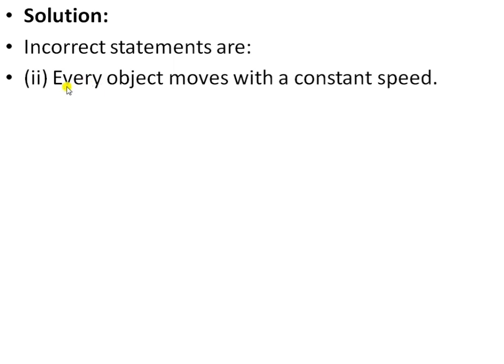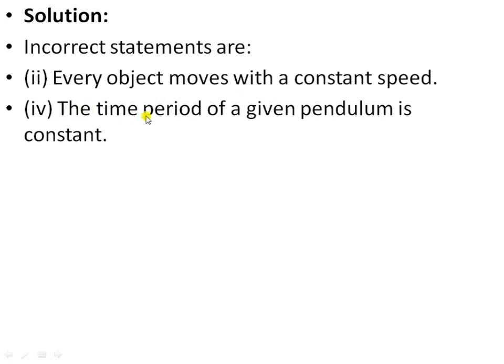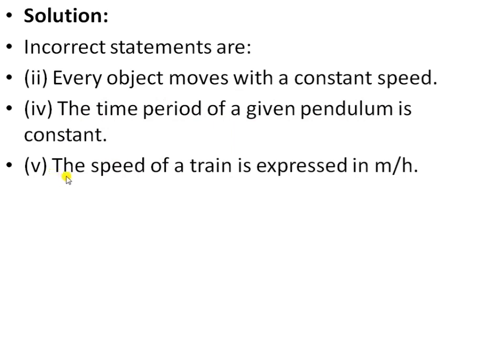So the incorrect statements are: every object moves with a constant speed. That is incorrect, every object moves with a different speed. Next, the time period of a given pendulum is constant. The time period of a given pendulum is not constant, it changes with time. Next incorrect statement is the speed of a train is expressed in meter per hour. The speed of a train is expressed in kilometer per hour, not meter per hour. So these are the incorrect statements of this question.